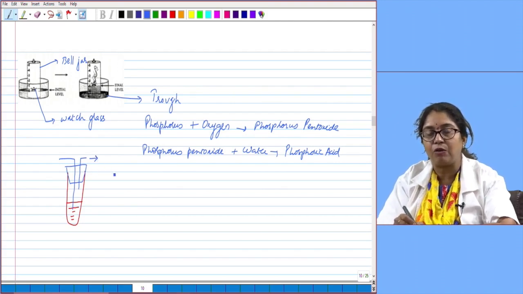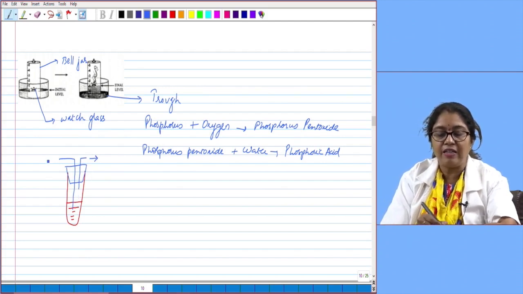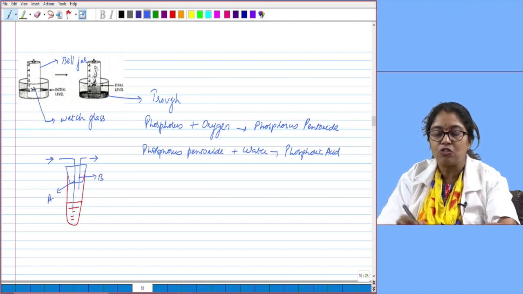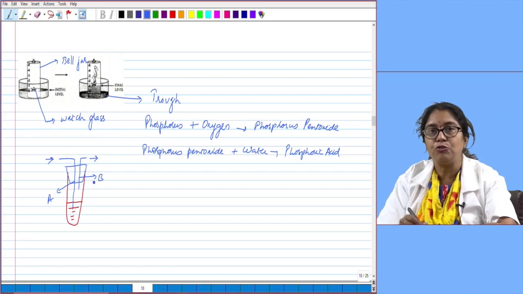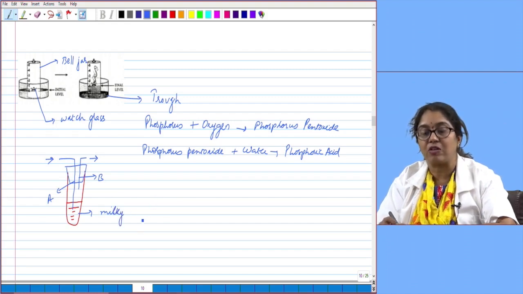When we suck out air through this, a low pressure region is created here, and then the air from outside will enter through the first tube. Let us say this is tube A and this is tube B. When we are sucking out air through tube B, the air will enter through tube A and it will enter the lime water, and this lime water will turn milky. This is a test for carbon dioxide, children. Lime water turns milky. So this shows that apart from nitrogen and oxygen, air also contains carbon dioxide.